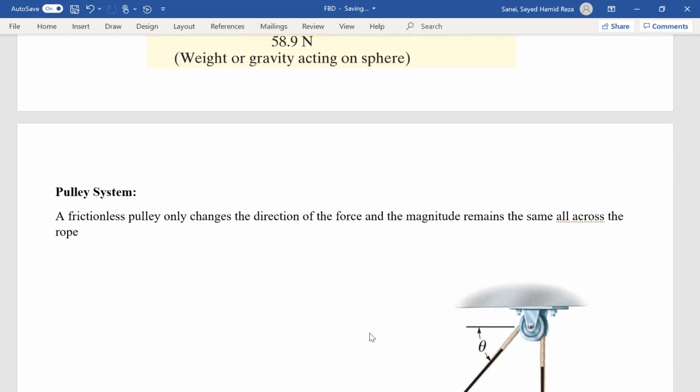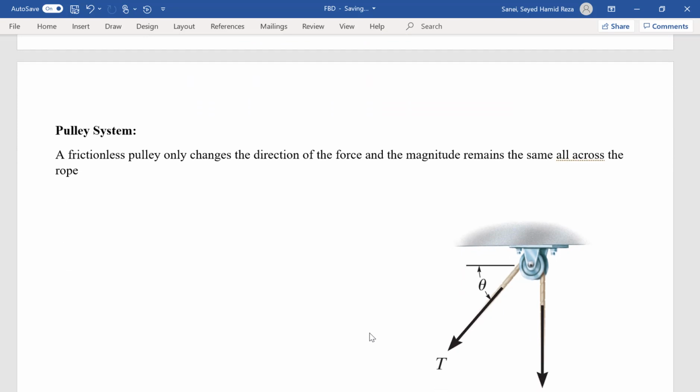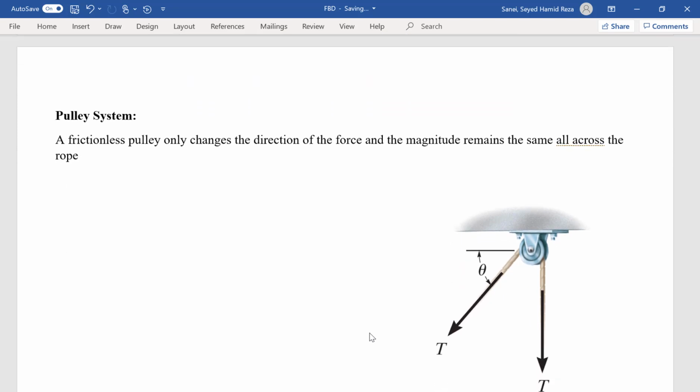One component that we use in free body diagrams and in equilibrium problems is the pulley system. A pulley system does not change the magnitude of the force and only changes the direction. So here in this problem, because we are talking about the same rope, the tension here and the tension here would be the same. This is based on the assumption that there is no friction force at the pulley. If there is a friction force, then the tension in the rope would be different.